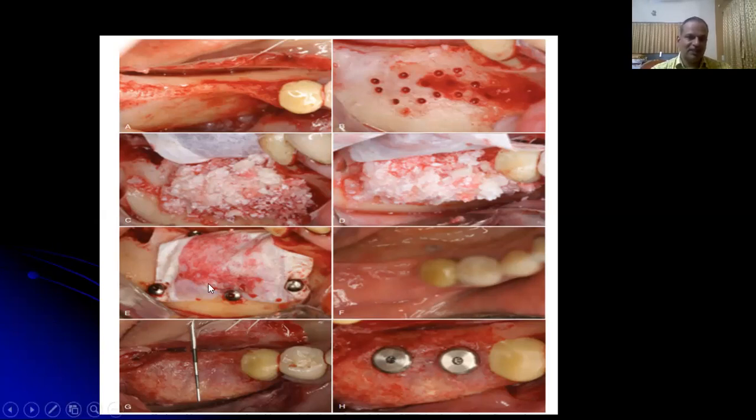and it was placed on the buccal side, and it was fixed to the native bone with the fixation screws or bone tacks or with the sutures. And then the periosteal releasing incision was given because the size of the ridge will increase after the grafting procedure, whereas this flap will not be able to cover this defect, it will cover this bone grafted site. So there is an increase in the dimension.